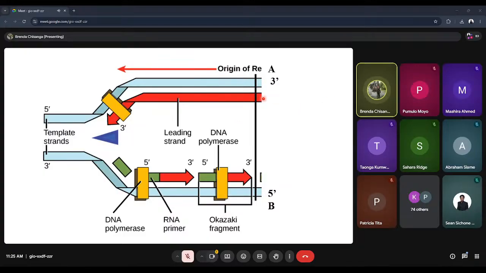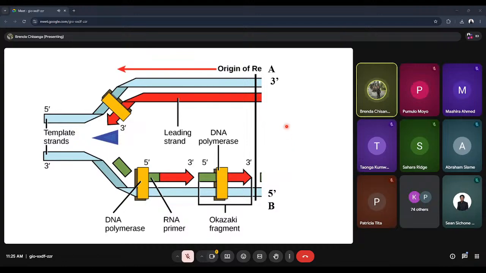Let's label our strands. We have strand A and strand B. Now, of the 2 strands, one of them will be synthesized in the same direction as the replication fork, and the other strand must be synthesized discontinuously away from the replication fork. And we know why this is so. This is because DNA polymerase 3 can only add DNA in the 5' to 3' direction.